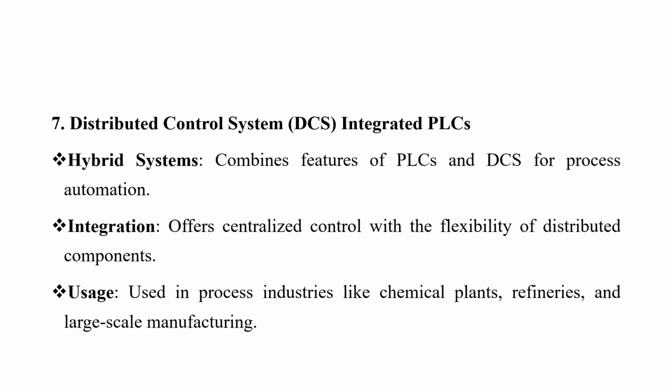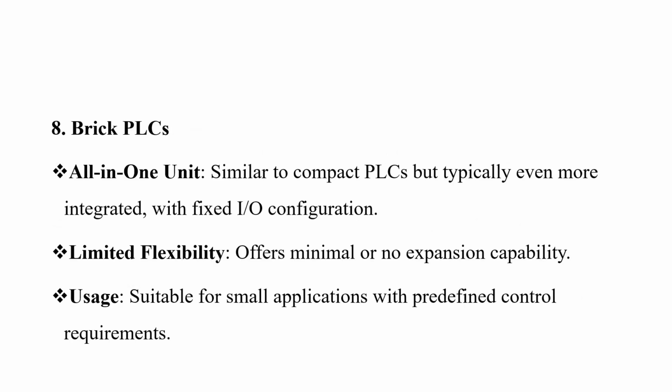Then you have the distributed control system integrated PLCs. These are hybrid systems that combine features of PLCs and DCS for process automation. With this integration, they offer centralized control with the flexibility of distributed components. And you find such systems in chemical plants, refineries, and large-scale manufacturing.